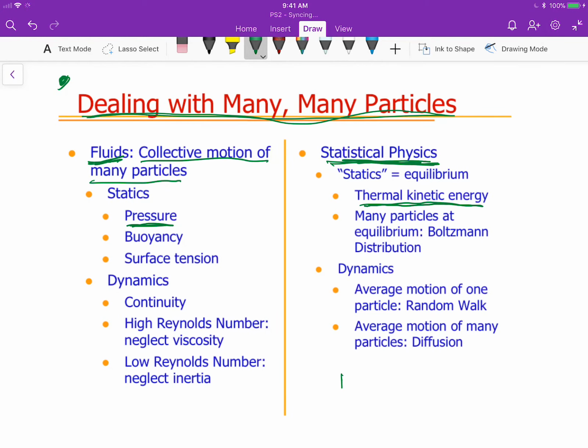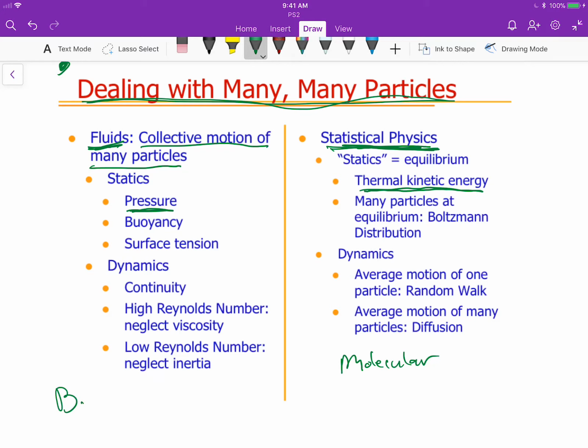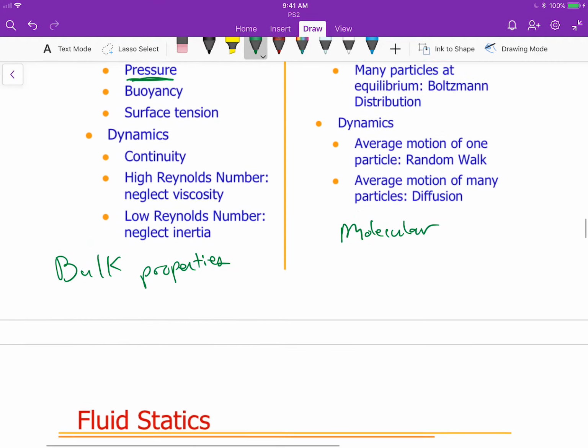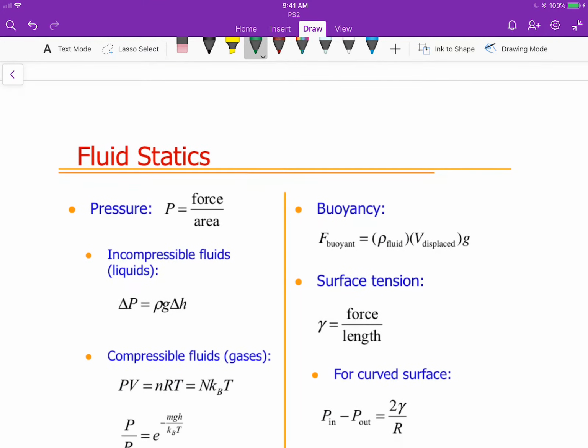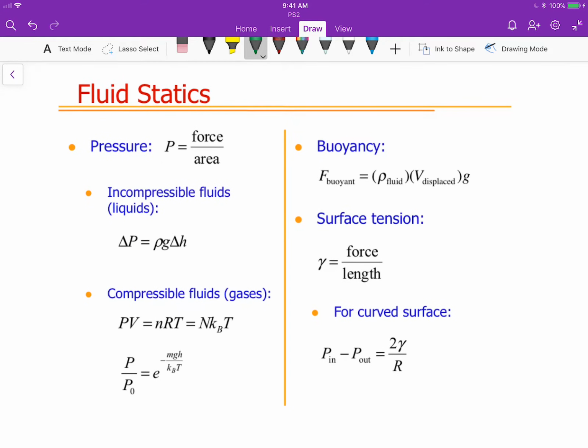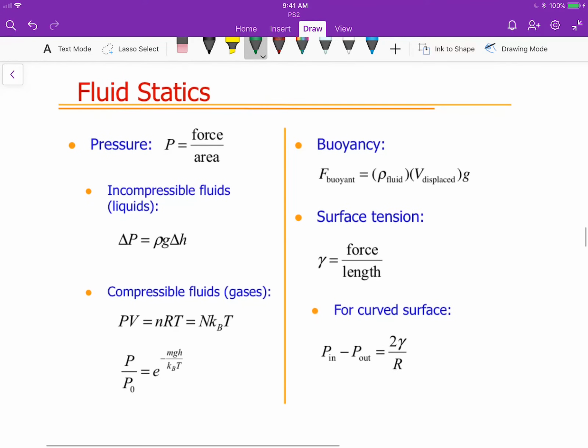So over here, we have our molecular description, and then this is just bulk properties, right? Just properties of the fluid as a whole, pressure, Reynolds number, things like that. So in the rest of this video, just this one, I'm gonna talk about fluid statics, because with fluids we had fluid statics where the liquid isn't moving, and then fluid dynamics.